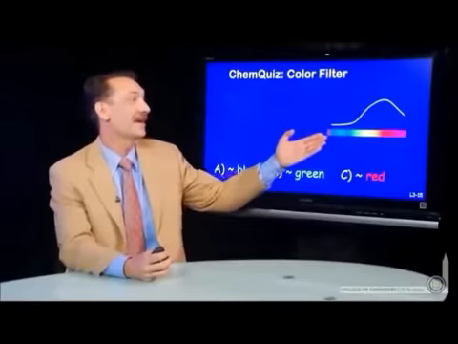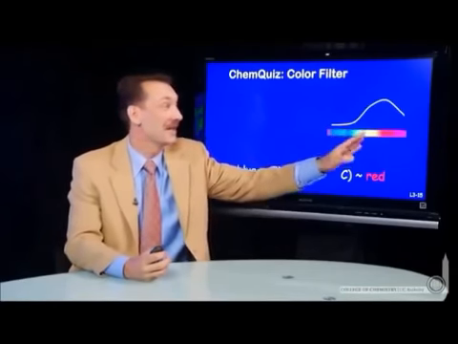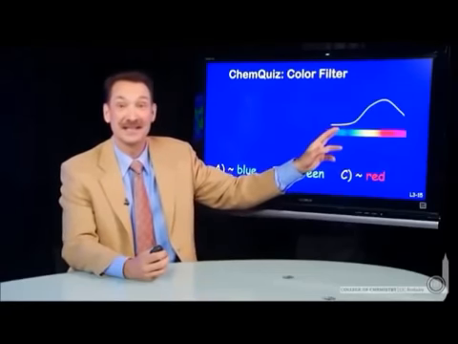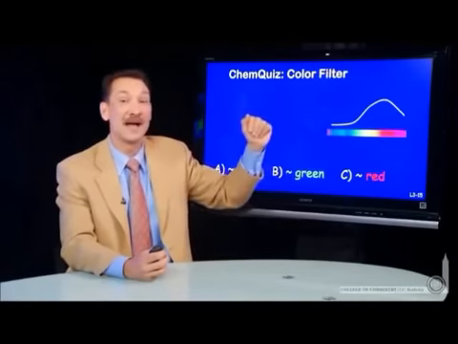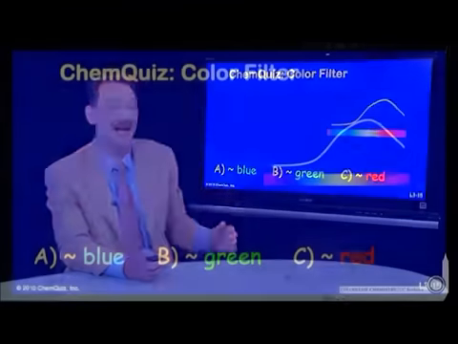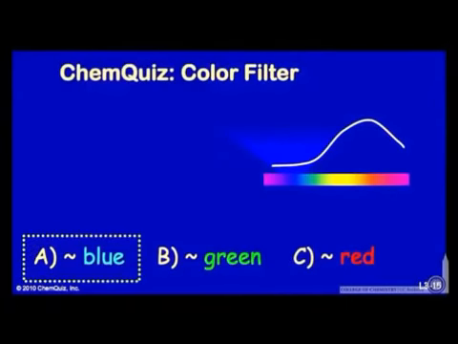An object that has an absorption spectrum that looks like this is absorbing strongly in the reds and the yellows and passing wavelengths in the blue. So blue wavelengths will pass through, strike your eye, and this object will appear blue.